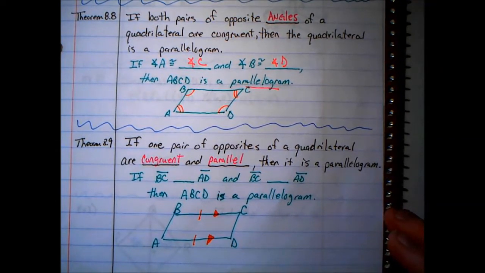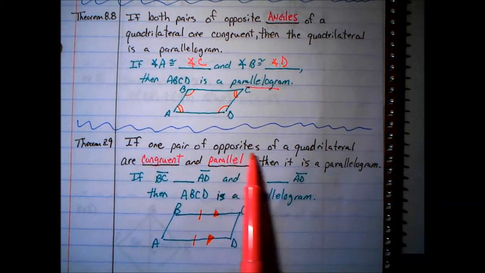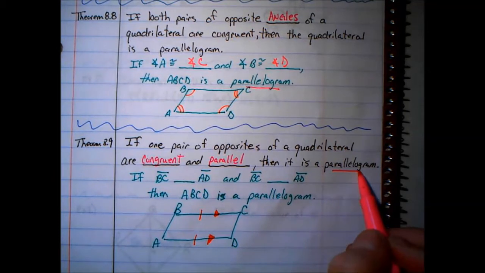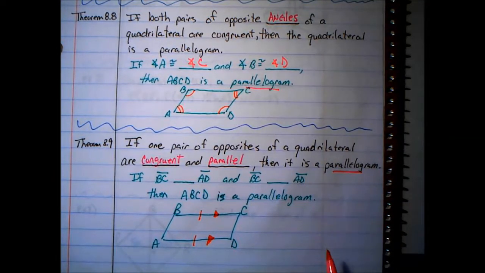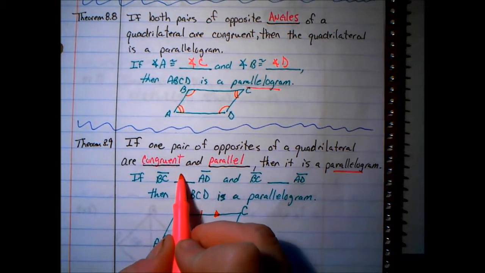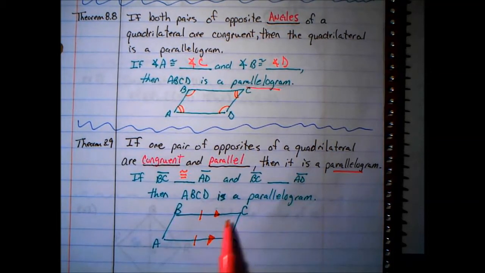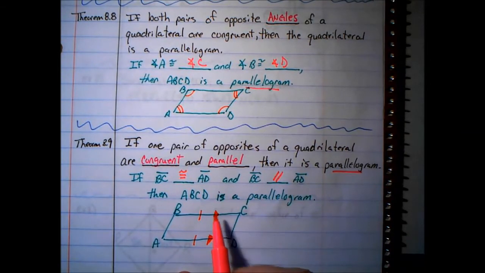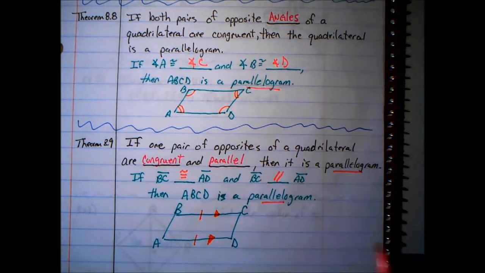8.9 says if only one pair of opposite sides of a quadrilateral is congruent and parallel, then this is enough to say that it is a parallelogram. So just one set. The example here says that if BC is congruent to AD, and then BC is also parallel to AD, and that's this little red arrow that I have here on the side showing that they're parallel. If one set is both parallel and congruent, then that is sufficient to say that it is a parallelogram.